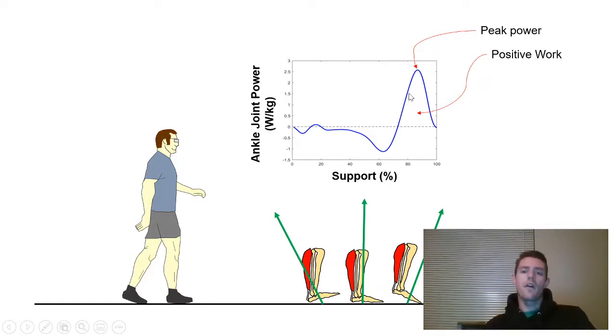You can see this large spike in positive power near the end of the support phase. This is the ankle joint plantar flexors, your calf muscles, generating a large amount of positive power, and that positive power helps propel the body's center of mass upward and forward during the gait cycle.